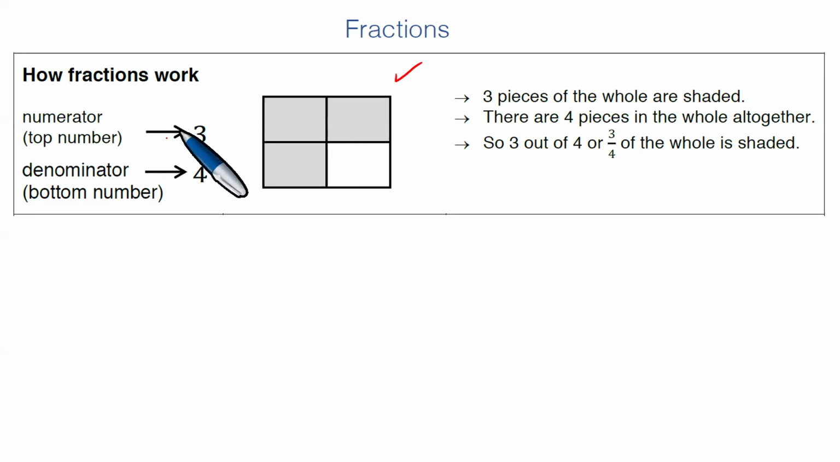How fractions work. The numerator is the top number, and the denominator is the bottom number. So 3 divided by 4 has a numerator and denominator. Out of 4, we shade 3. 3 pieces of the whole are shaded. There are 4 pieces in the whole altogether, 1, 2, 3, 4 pieces. So 3 out of 4, or 3 divided by 4 of the whole is shaded.